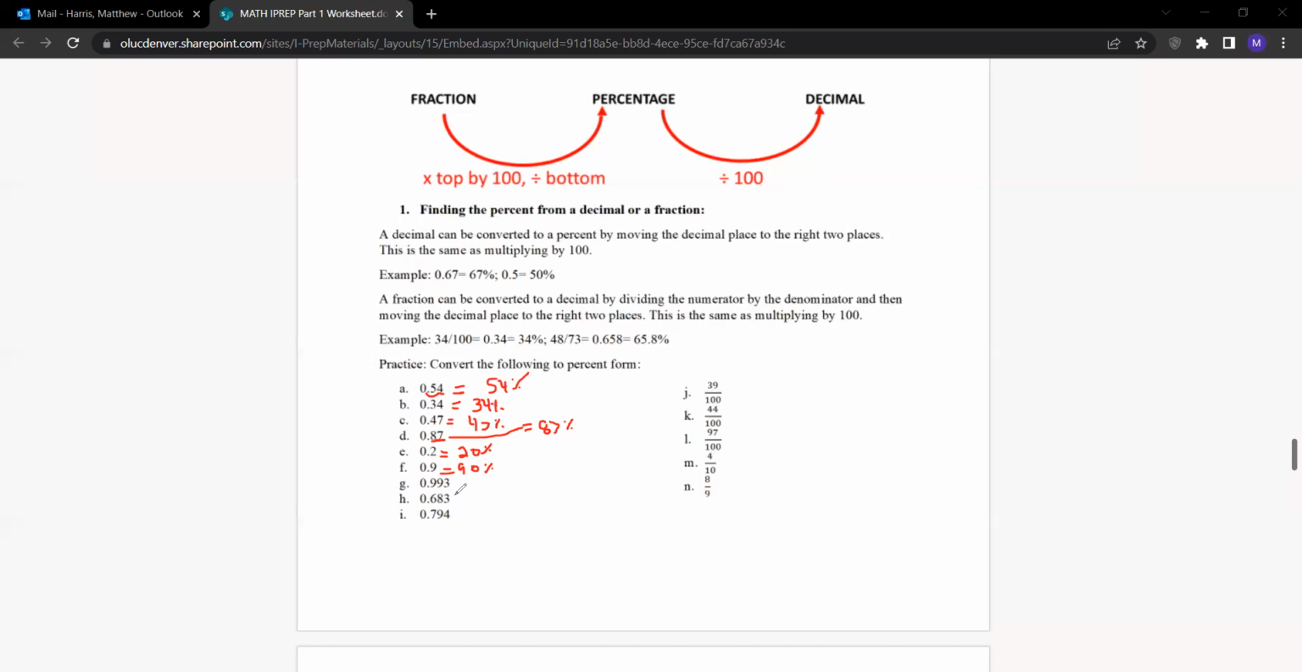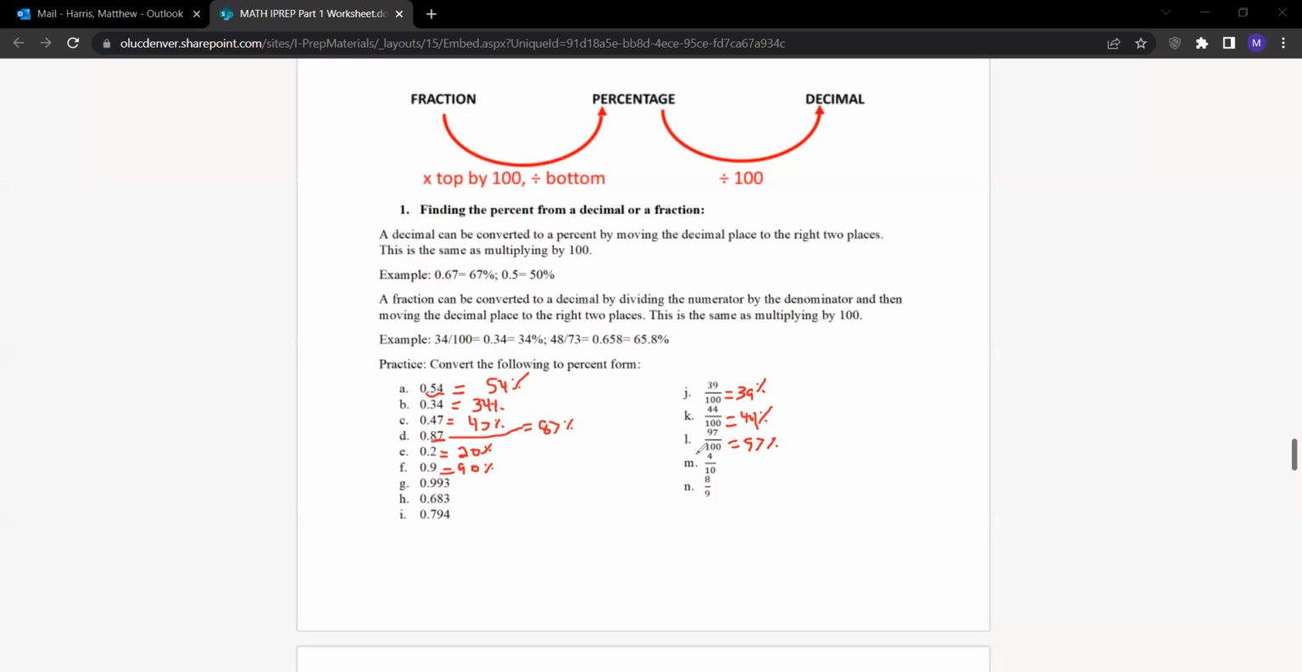All right, I'm going to come back to these three because they are a little bit different. For now, let's go on to J and look at fractions. We have 39 over 100. We know percents are out of 100, so right now we can already just put that as 39%. 44 out of 100, same thing. Percent is out of 100, so 44%. 97 out of 100 is going to be the same thing. 97%.